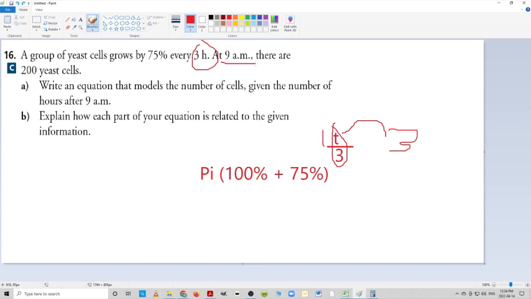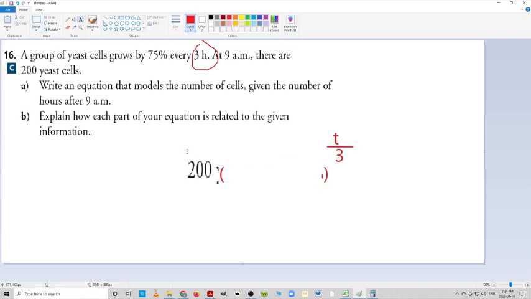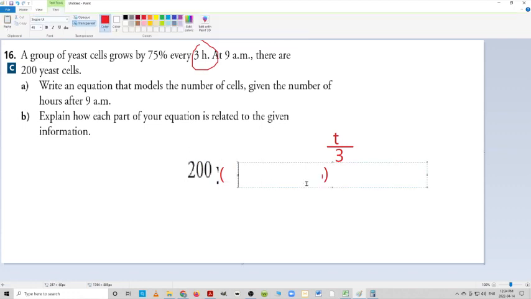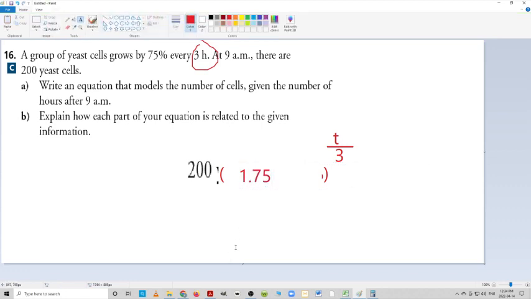And it starts at 9 a.m., so 9 a.m. is considered 0 hours. Replacing the information I have, my initial population here is 200. This 100 plus 75 is the same as 175%, or 1.75. That makes sense. That's a growth curve.